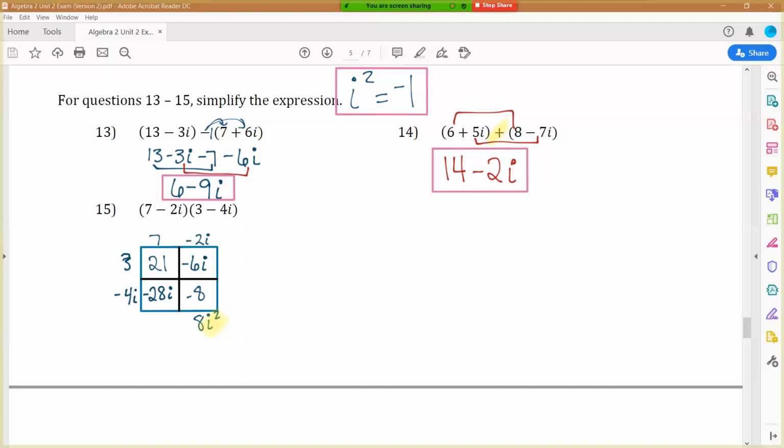Once we get here, all we've got to do is combine like terms. So 21 minus 8 is 13. -6i plus -28i is -34i. Final answer. So tricky thing there, you've got to remember that i squared equals that -1.